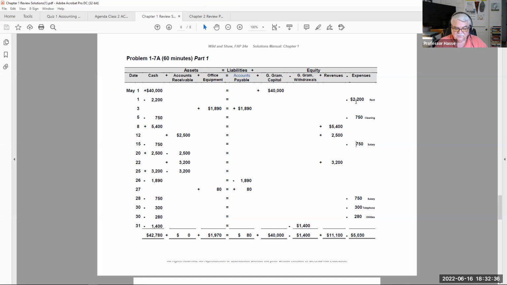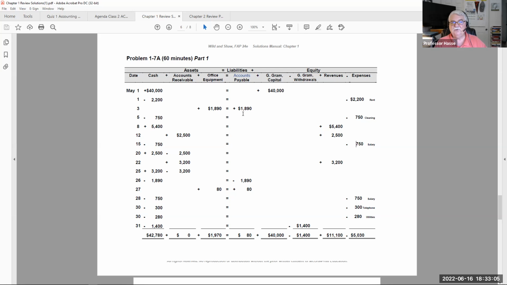The company purchased $1,890 of office equipment on credit. And this goes back to what I was talking about a few minutes ago. On credit means accounts payable. We're buying office equipment, increasing office equipment. At the same time, we now owe $1,890, which we have to pay in 30 days.